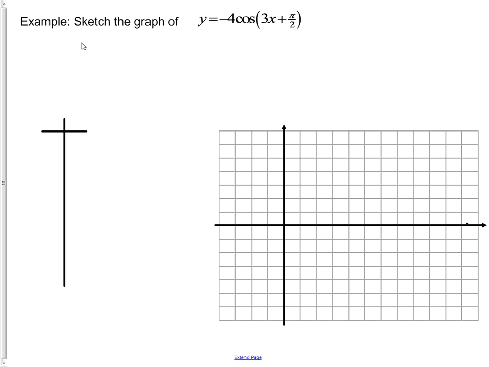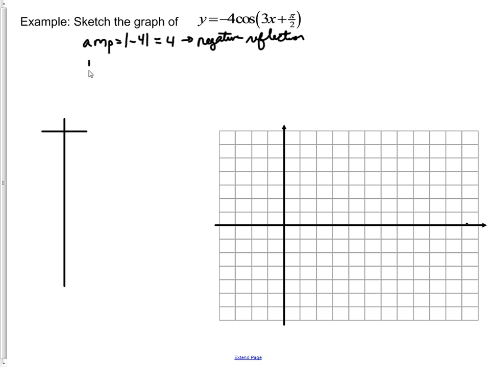First of all, I always check what my amplitude is. Remember, my amplitude is the absolute value of the number multiplied in front of the sine or cosine function. So in this case, that's 4. Now the negative indicates that there's going to be a reflection about the x-axis. So we're going to have a reflection. We already know these problems. This will affect only the y values, by the way.